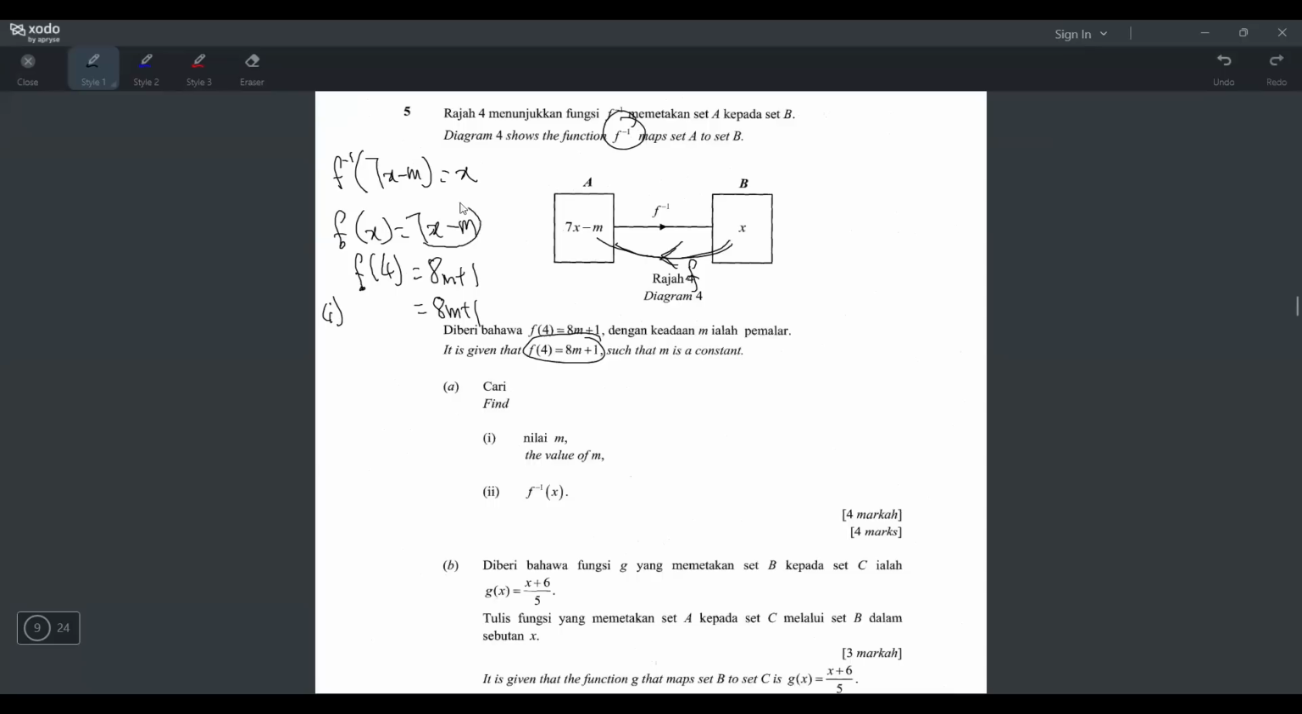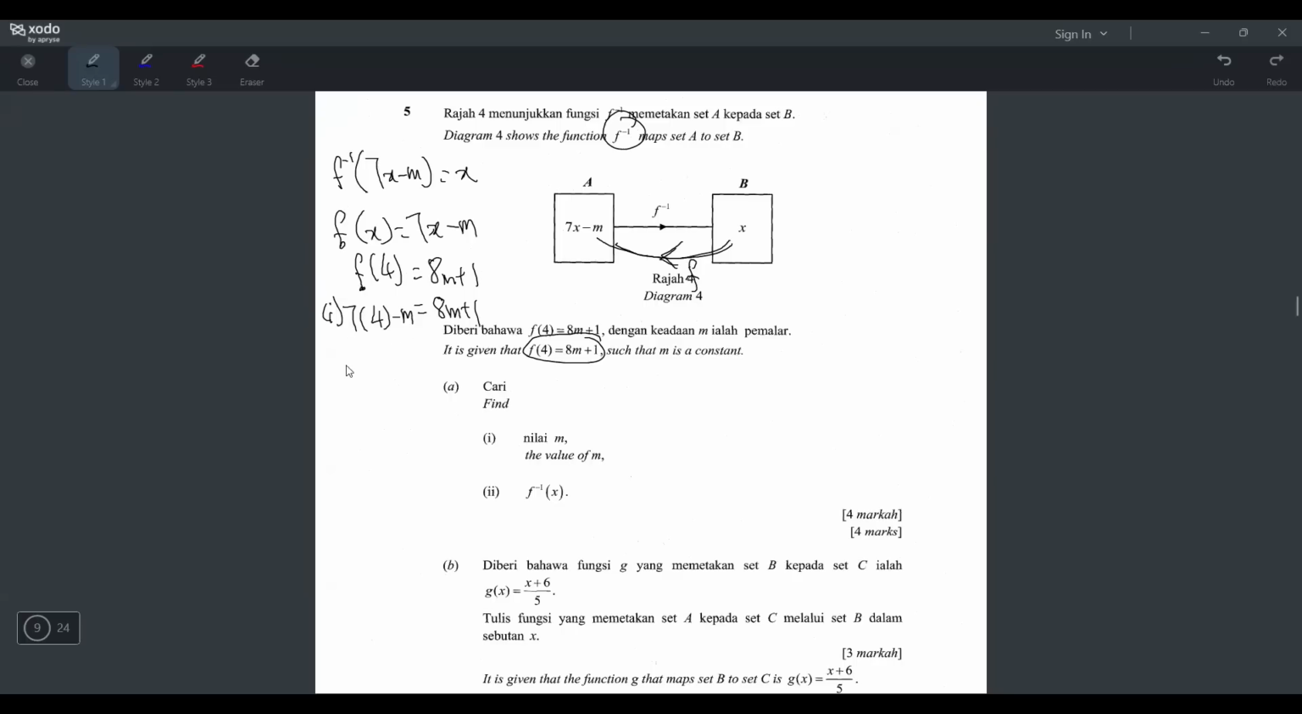It means you can write down the 7x minus m here. But when you write it, please be careful. You have to write 7 bracket minus m, and the x has to change to 4. Okay? Because you are finding f(4) now. You are not finding f(x). So the x has to be replaced with 4. After you do that, now just pindah lah.